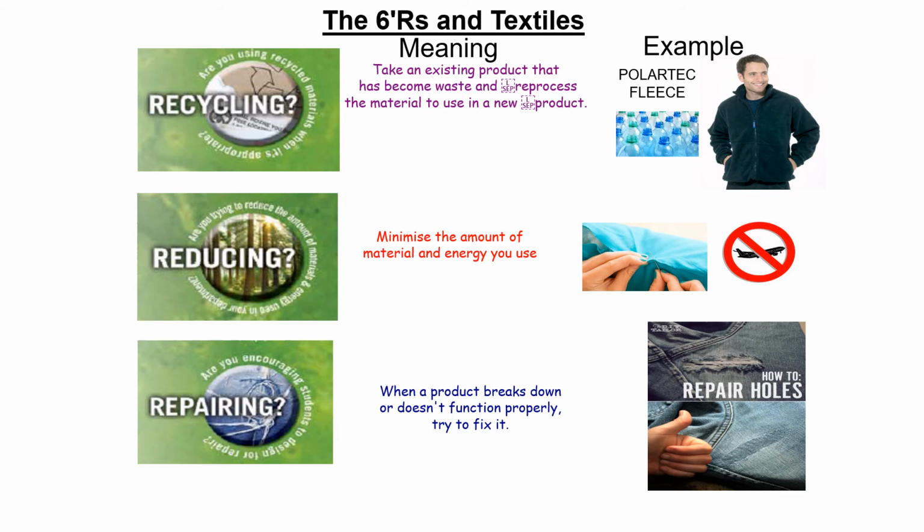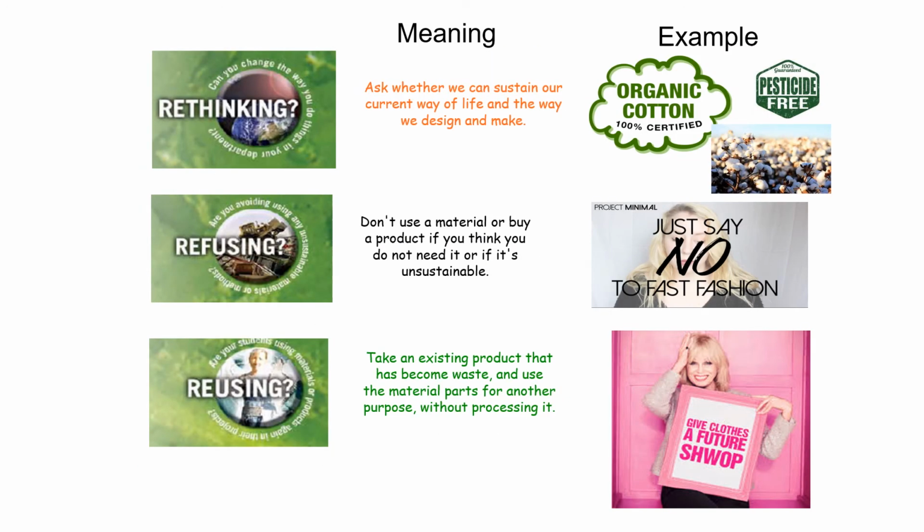Repairing. When a product breaks, don't throw it away, try to fix it. Repair holes and repair zips. Rethinking. Ask whether we can sustain our current way of life and the way we design and make, and how can we make that better and more sustainable? For example, using organic cotton that's pesticide free. Refusing. Don't use a material or buy a product if you think you do not need it or if it's unsustainable. For example, say no to fast fashion and have more of a capsule wardrobe. Less products that you will wear more often.